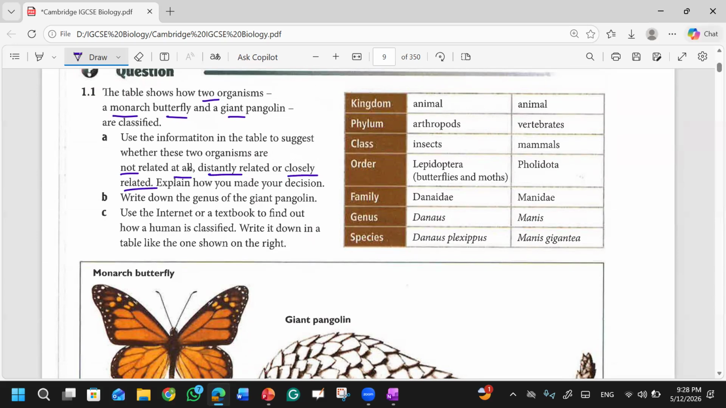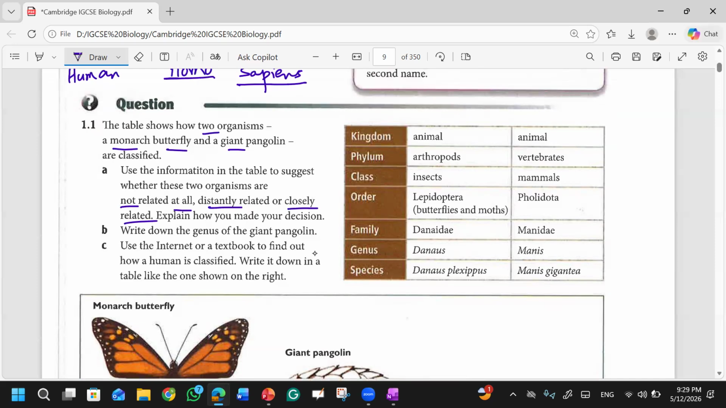Now they are asking: by this table, can you tell if these are closely related, distantly related, or not related at all? What comes to your mind? They're not related at all. Not at all? They both are animals, isn't it? But there is a little similarity. So you can say they are distantly related.